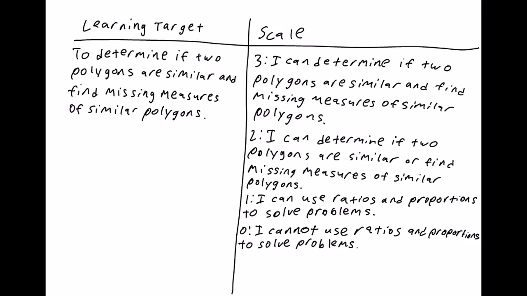1: I can use ratios and proportions to solve problems, which, if you remember, was a 3 in the last video. So ratios and proportions will be used a lot in this lesson, so if you can at least do ratios and proportions, you're at a 1. And 0, if you still cannot do ratios and proportions to solve problems, you're at a 0. All right, let's get started.